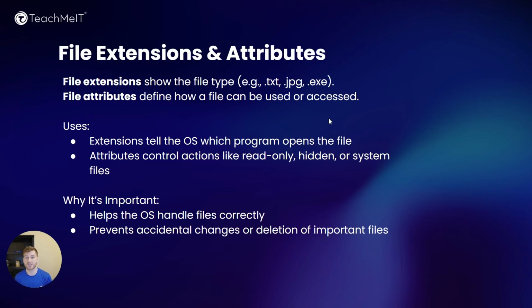As far as file extensions and attributes, you've definitely seen these before in your life. File extensions show the file type, so a .txt, .jpeg, .exe, whatever file type you're working with, that's the extension. File attributes, on the other hand, help us understand how a file was made, how it interacts with our computer, how it can be accessed, as well as how it can be used.